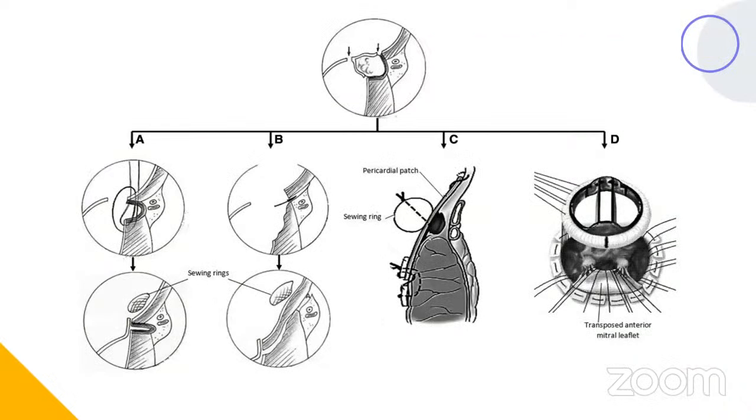In picture A, we can see here the Carpenter method, as we said. After the decalcification, you will do a figure of 8 suture, either with the atrial slide, as you see in picture B, or without it. In C is the David procedure with dressing the pericardial patch, and use the Kesselman anterior mitral leaflet transposition.